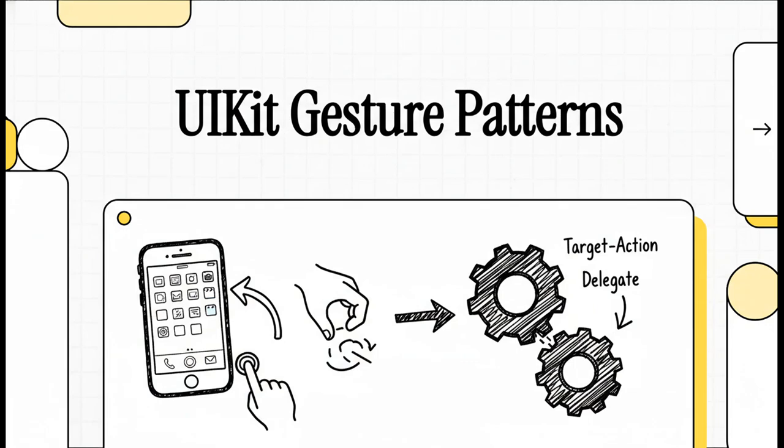Okay, if you're an iOS developer, you've totally been here. A user taps or swipes and something about your app just feels a little off, right? That tiny little gap between a super intuitive UI and a frustrating one, well, it almost always comes down to how you're handling gestures. Today, we're going to break down the two big patterns UIKit gives us to get this right.